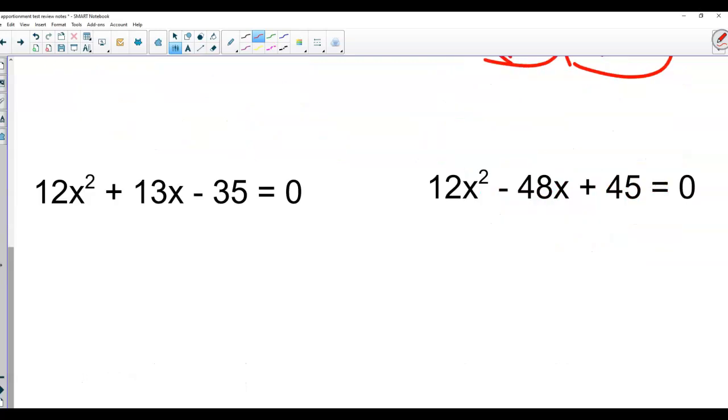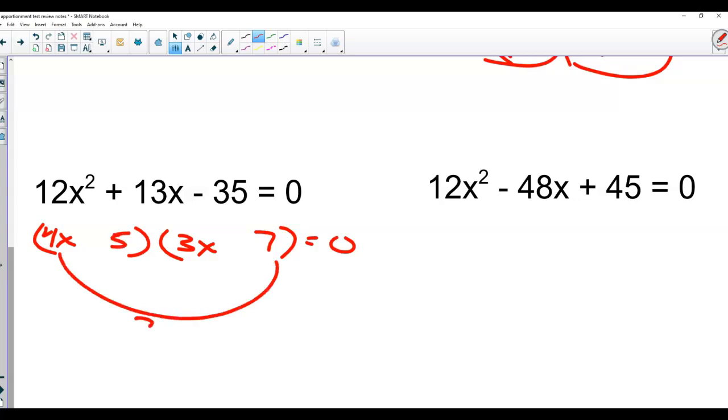The next two problems. I'm going to start with my 12 with 4 and 3. There's no GCF, so I can go right into the factors. My factors of 35 are 7 and 5, and I need to get to a 13. So if I do 7 here and 5 here, I get 28x and 15x. That can be combined to a positive 13 by making the 15 negative and the 28 positive.